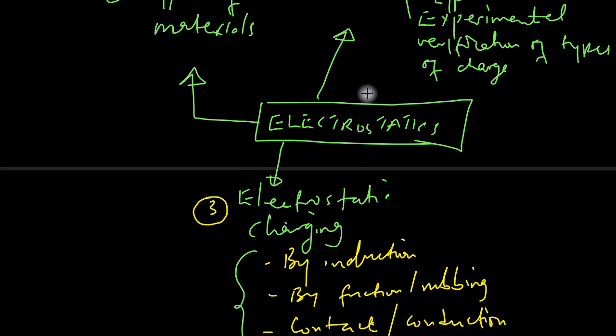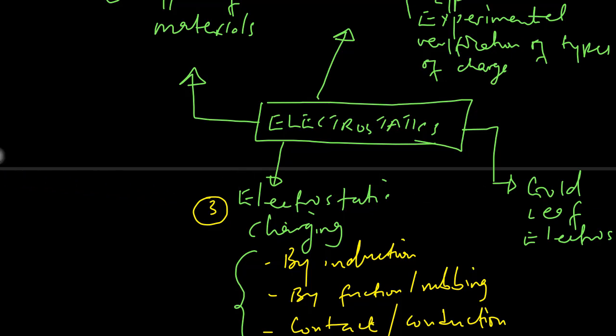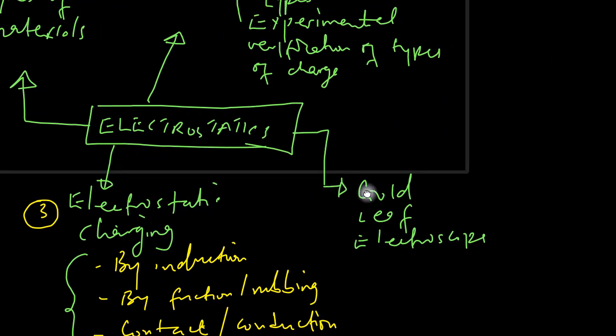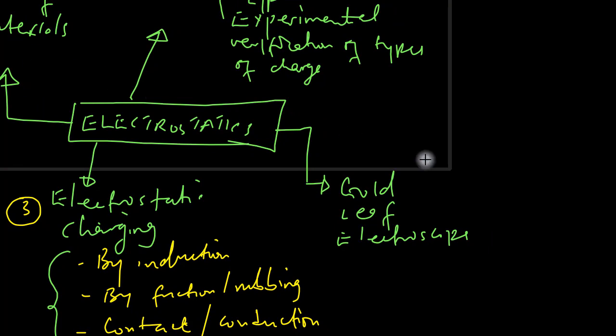Subtopic number 4, we are going to look at the gold leaf electroscope. This is a very important device that we use in many experiments, and we are going to be looking at its use frequently throughout this topic. So we'll dedicate some time to look at the gold leaf electroscope, how it works and what its uses are.